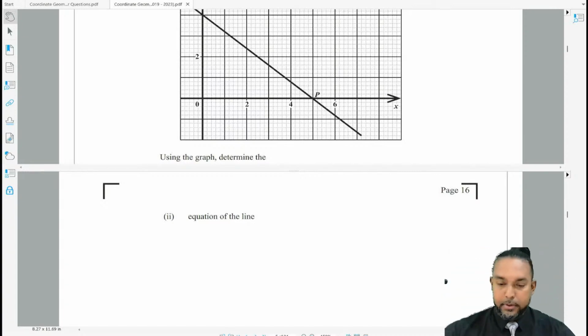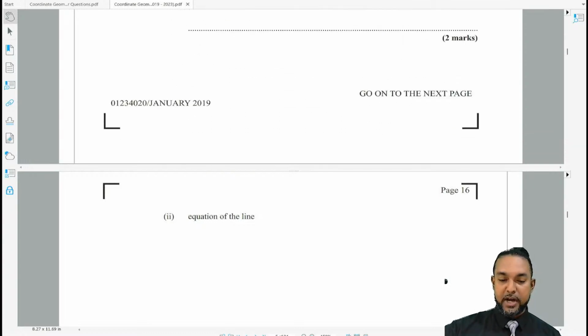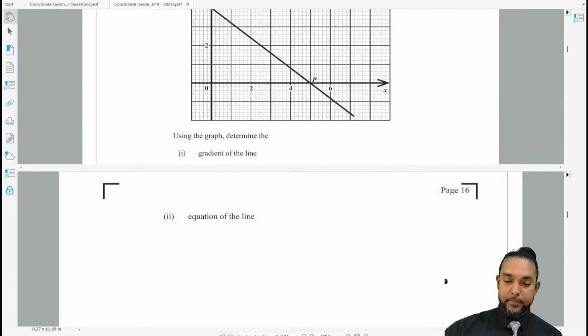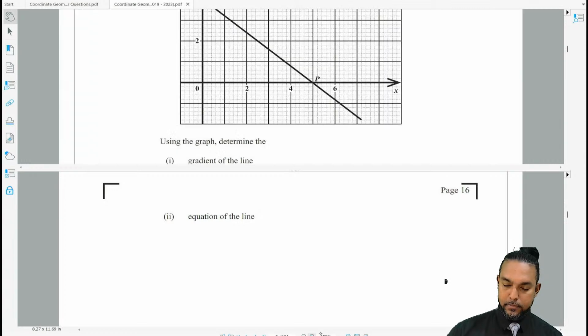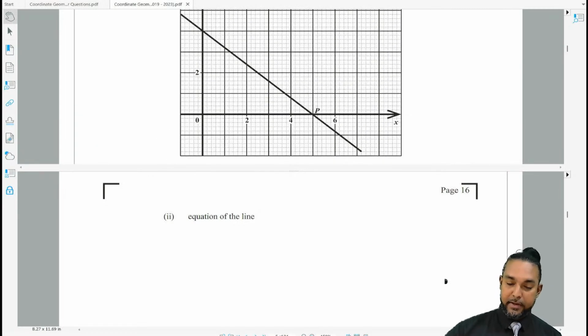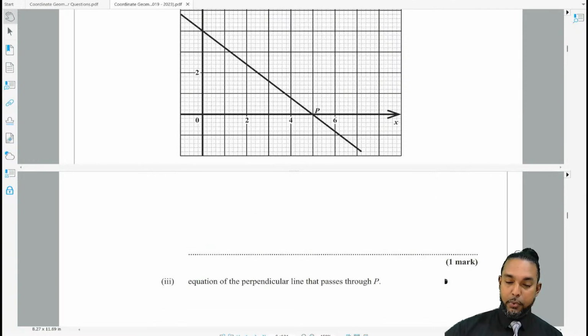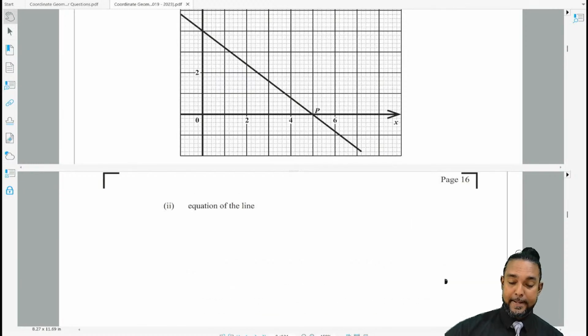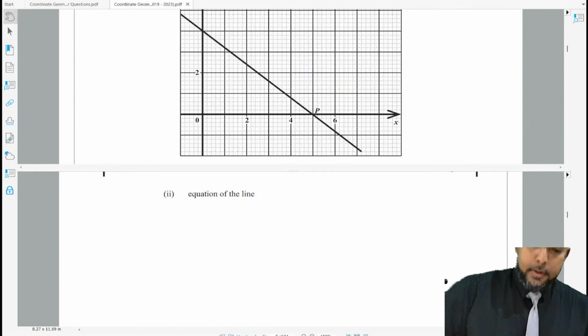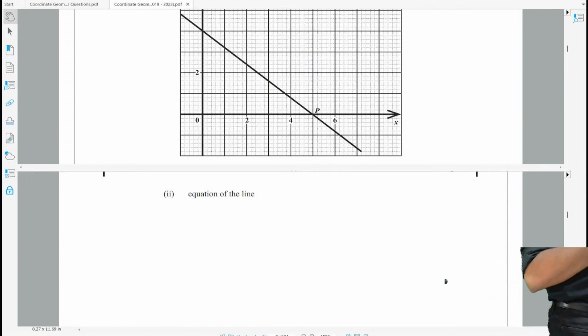What paper is this one? Oh, this is the Jan 2019 paper. They wanted to find the gradient and then the equation of the line, and they also wanted to find the equation of the perpendicular line that passes through P. So organize the gradient. You want the gradient first and then the equation.